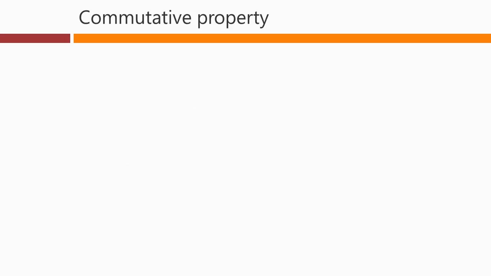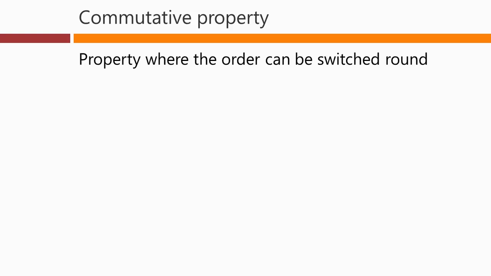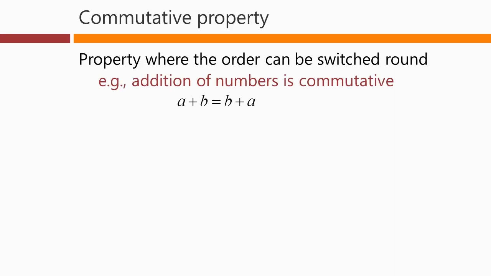The commutative property is one that's very important to us in the quantum mechanics we're going to do. The property of commutation is where the order can be switched round, and in English a commutator is a switch. So that's what commutation means here. It means to switch things round. So addition of numbers is commutative. A plus B is the same thing as B plus A. We've swapped around the order here.